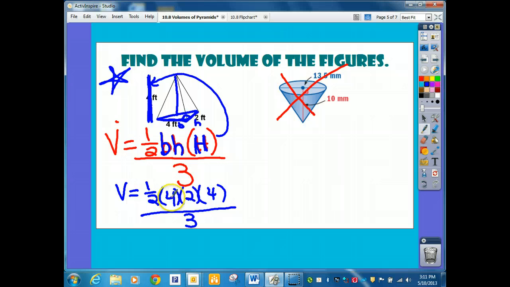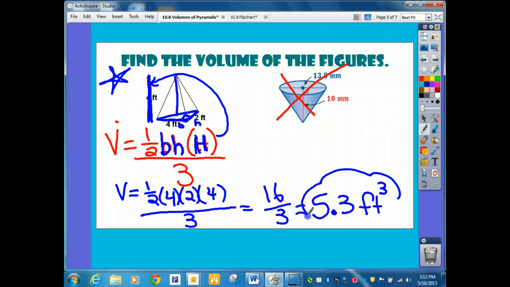1/2 times 4 is 2. 2 times 2 is 4. 4 times 4 is 16. I have 16 over 3. Simplify that to 5.3 repeating. And what do the directions say? The nearest 10th of a cubic foot. What would it be to the nearest whole number? 5. What if I wanted to round it to the nearest 10th? 5.3. Good. And it would be feet cubed.